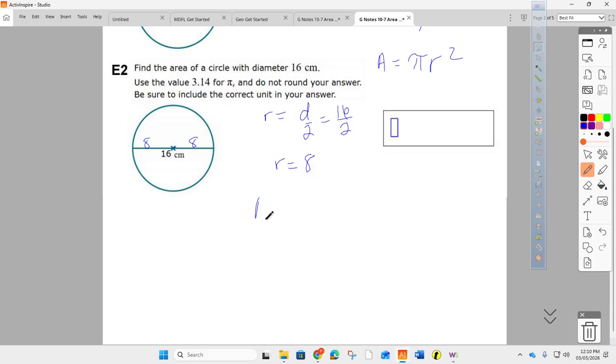So plug it into the formula. They still ask us to approximate pi with 3.14. And so we get the area of the circle is 200.96 centimeters squared. So far, so good? All right, let's keep going.